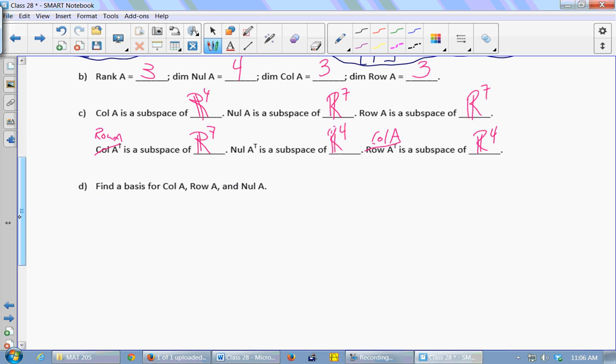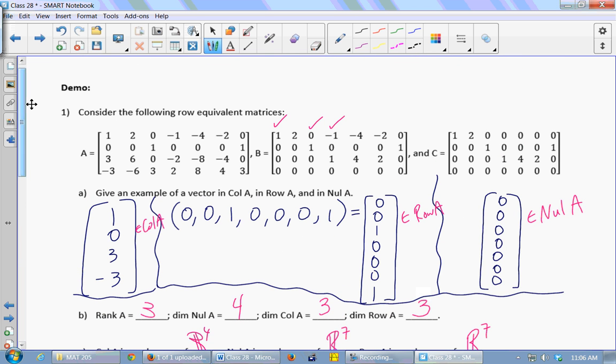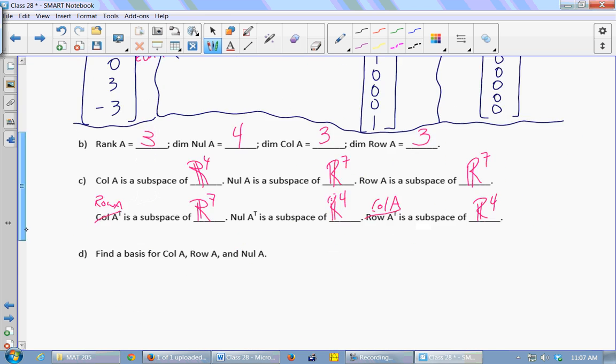Okay, who remembers how to find a basis for the column space of A? It's the pivot columns of A, right? You have to row reduce to figure out where the pivot columns are, and you take those columns from the matrix A. So my pivot columns are 1, 3, and 4. So columns 1, 3, and 4 of the matrix A form my basis for the column space of A.